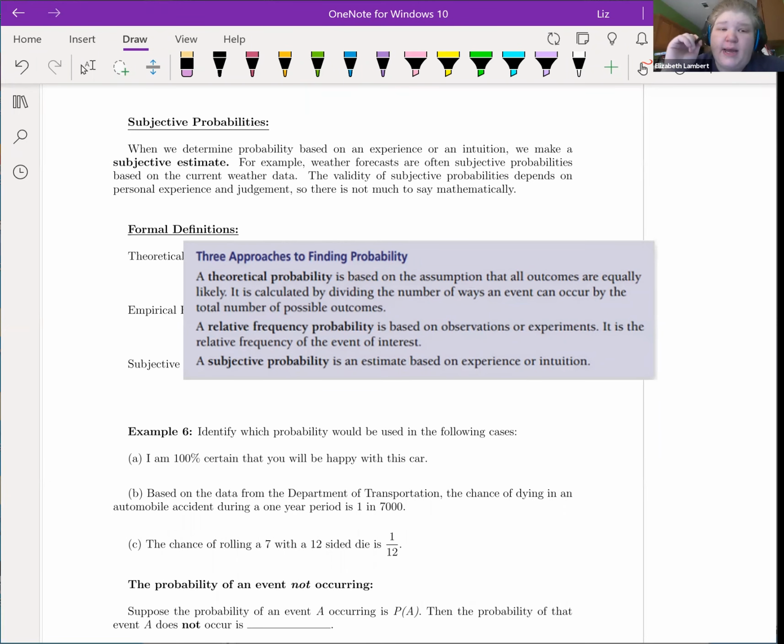So now we are looking at the subjective probabilities, what I was saying before, your gut. When we determine probability based on an experience or an intuition, we make a subjective estimate. Weather forecasts are often subjective probabilities based on the current weather data. The validity of subjective probabilities depends on personal experience and judgment, so there is not much to say mathematically.